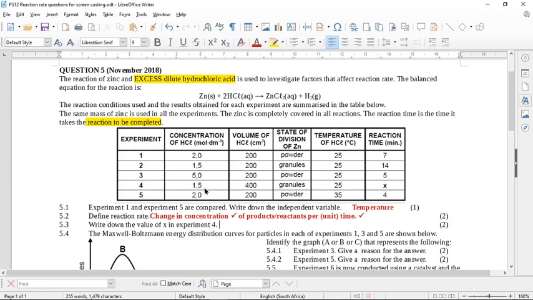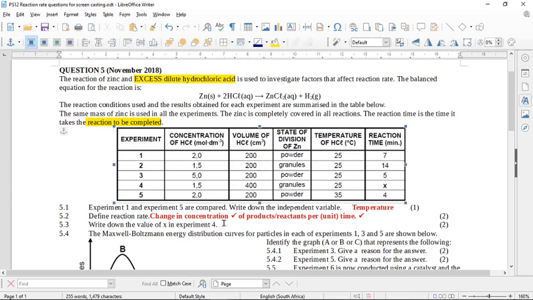We've got 1.5 molar hydrochloric acid. This is the one with a big volume of hydrochloric acid. We've got granules. We've got temperature. How are we going to find this value? To find this value, we have to figure out which experiment is the same as this and take the value from that experiment. So we need something that's got a concentration of 1.5. Look, here's number 2. These are comparable because they are both granules.